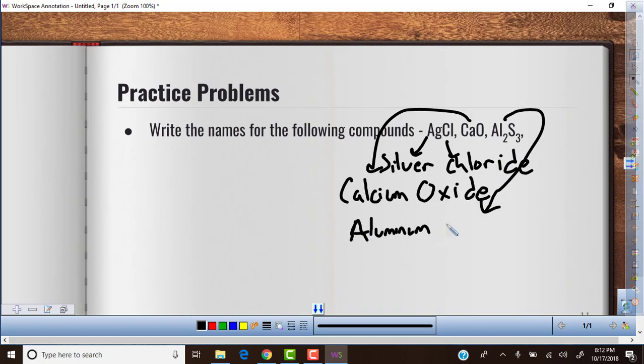And S is sulfur. But again, we use our root, we use our stem, it'll be sulfide. Okay? So I think naming these ways is a little bit easier. Going the other way, you'll understand it. It just takes some practice in order to get a good understanding of it.